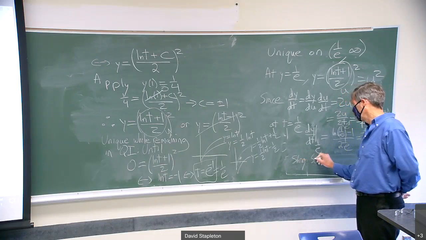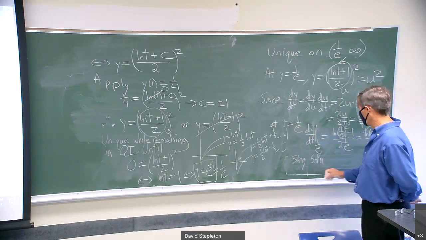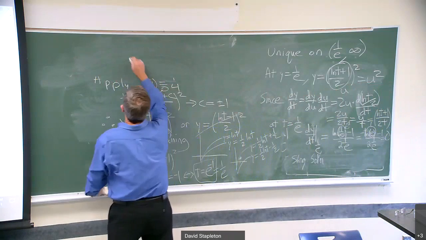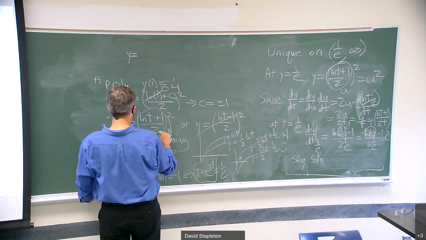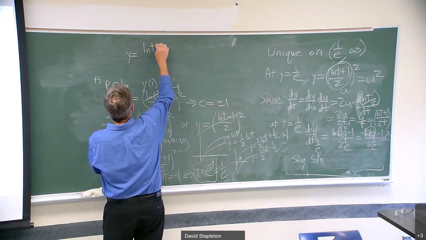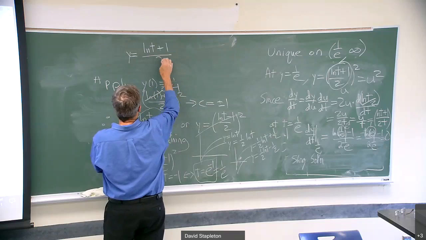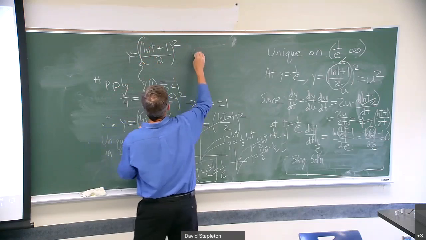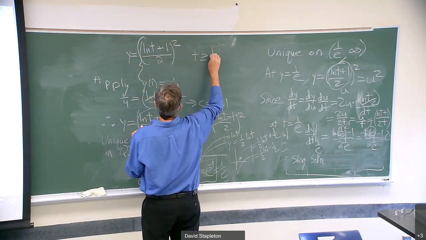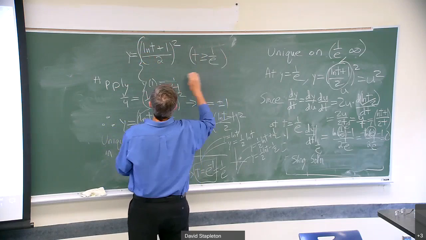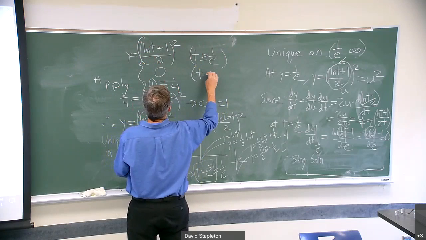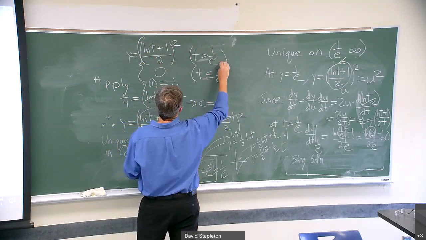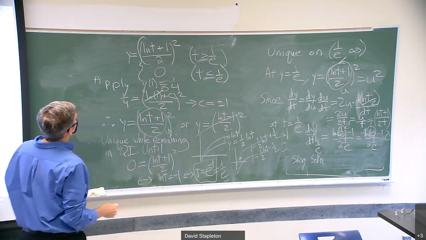Singular solution, you can take y equal that function. Y equals (natural log of t plus 1 over 2) squared for t greater than or equal to 1 over e. But it's equal to 0 for t less than or equal to 1 over e. That's how it works.